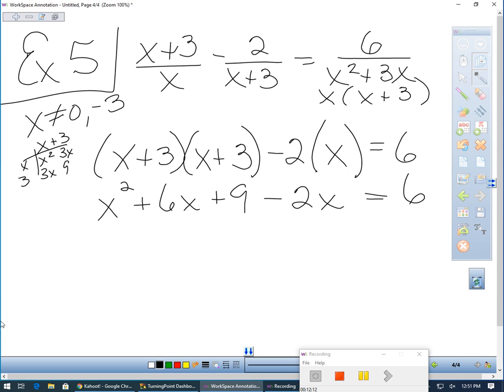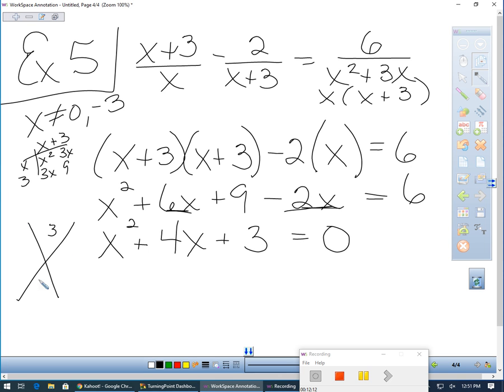Now we want to combine like terms. So x squared, 6x and negative 2x is 4x. Oops, that's 4x. And then, are you guys okay if I subtract 6? Plus 3 equals 0. So do we want to try and factor this? Throwing it in our x, 3 on top, 4 on the bottom. 3 and 1. And we can write it as factors: x plus 3, x plus 1 equals 0.